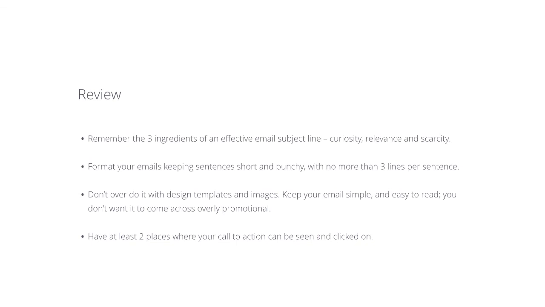Format your emails, keeping sentences short and punchy with no more than 3 lines per sentence. Don't overdo it with design templates and images. Keep your email simple and easy to read. You don't want to come across overly promotional. And have at least 2 places where your call to action can be seen and clicked on.